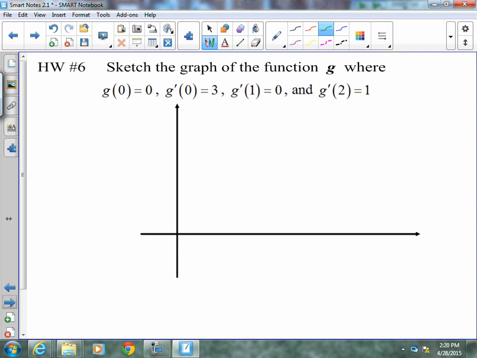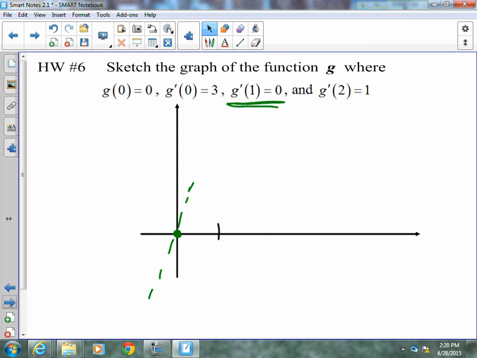Now, sketch the graph of the function g, where g of 0 equals 0. Well, that's easy. I can plot that point. g prime of 0 equals 3. It means our slope is 3, so it's a pretty steep slope at that point. I'm just going to sketch that in. They tell us the slope at 1 is equal to 0, so when we get over here to 1, we're going to have a slope of 0, which is a horizontal line, and g prime of 2 is 1.